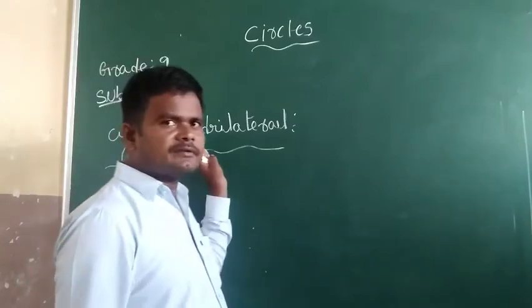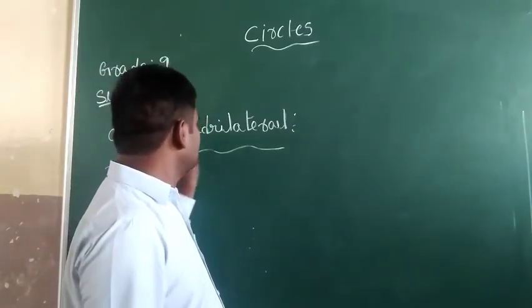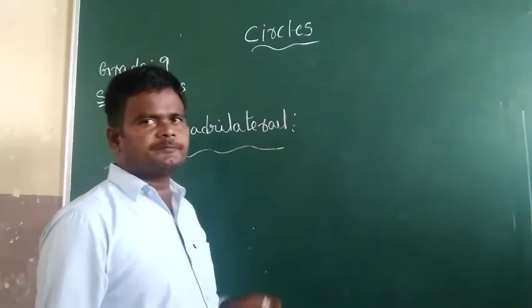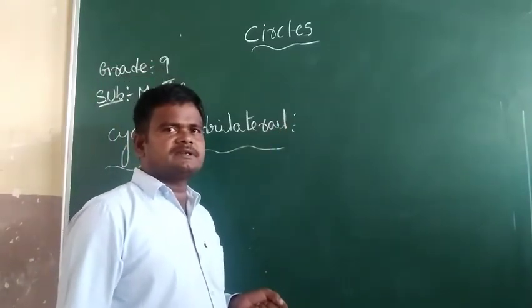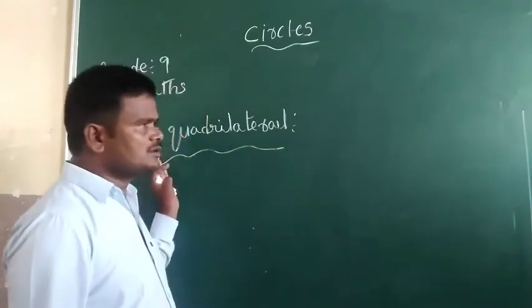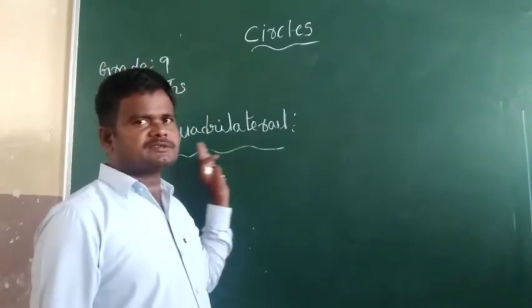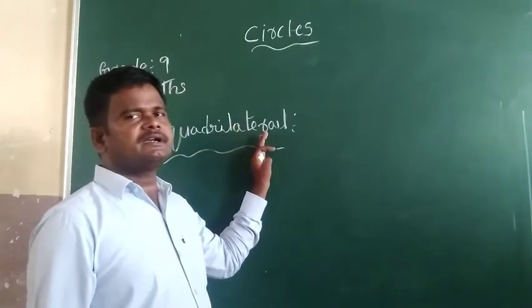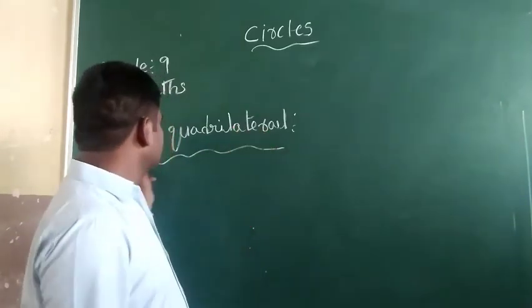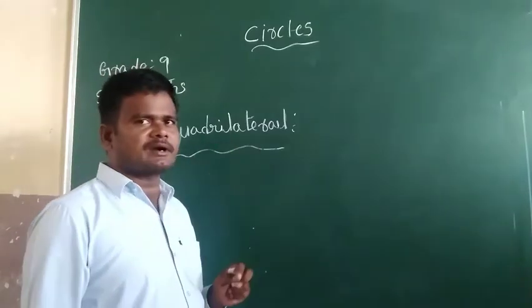First of all, we know very well what a quadrilateral is. Quad means four, lateral means sides. So a four-sided closed figure is called a quadrilateral. So what is meant by cyclic quadrilateral?